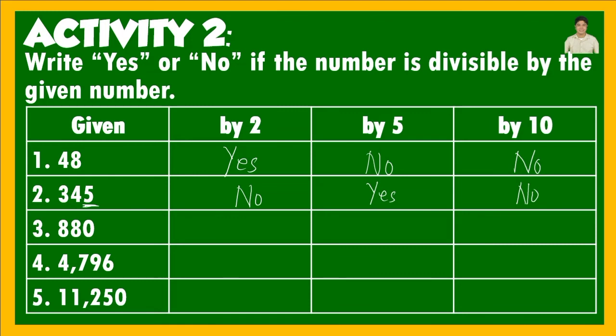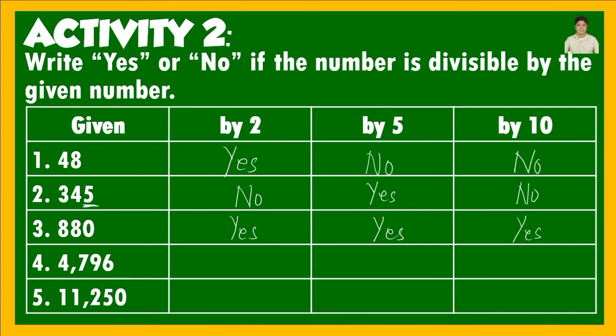Next, 880. Divisible by 2? Yes. Is it divisible by 5? Yes, kasi nag-e-end sa 0 eh. Next, by 10. The answer is also yes, kasi nag-e-end po sa 0. So, tandaan natin, kapag yung number divisible by 2 na siya, and 5, automatically divisible by 10 na din po siya.